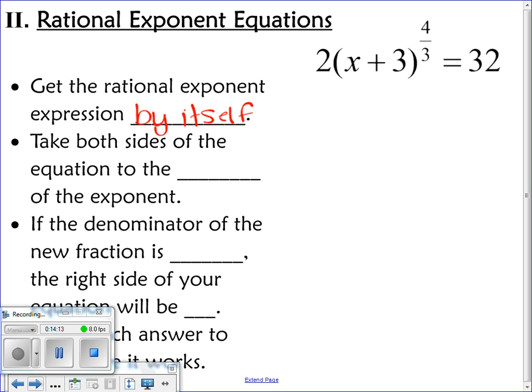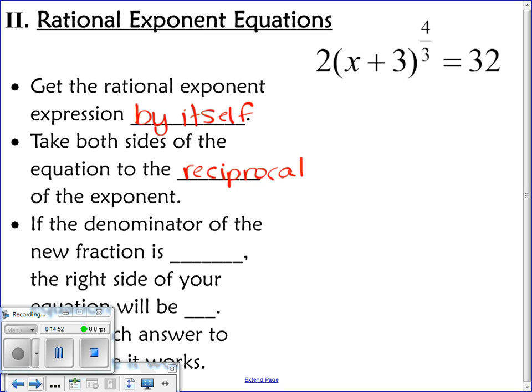Just like we got the radical part by itself, we're going to get the rational part now by itself. Take both sides of the equation to the blank of the exponent. Oh, wrong word. That's not the word I want to use. Reciprocal is the word I was looking for. So the reciprocal, what's the reciprocal of 4/3?